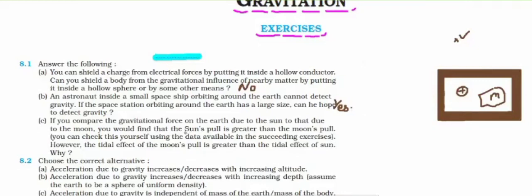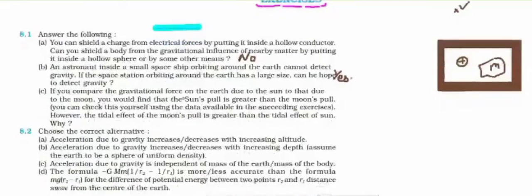Then next, if you compare gravitational force on Earth due to the Sun to that due to the Moon, you would find that the Sun's pull is greater than the Moon's pull. However, the tidal effect of the Moon's pull is greater than the tidal effect of the Sun. Why? The simple answer is the Moon is close to Earth.